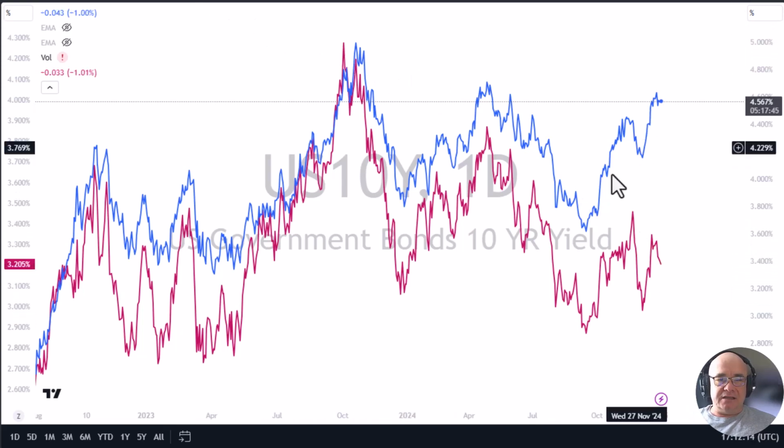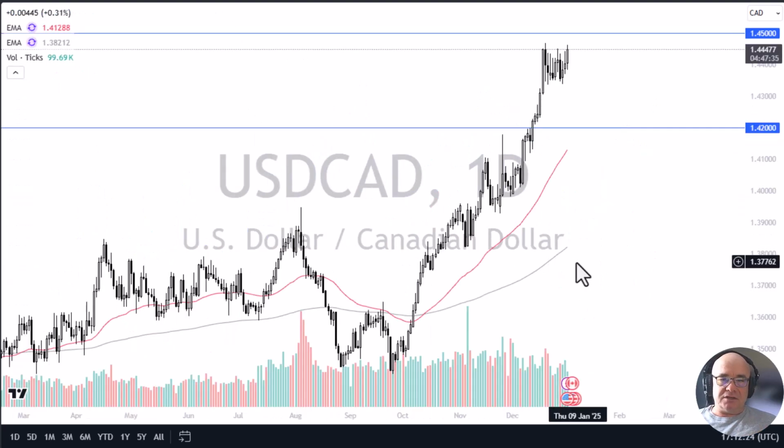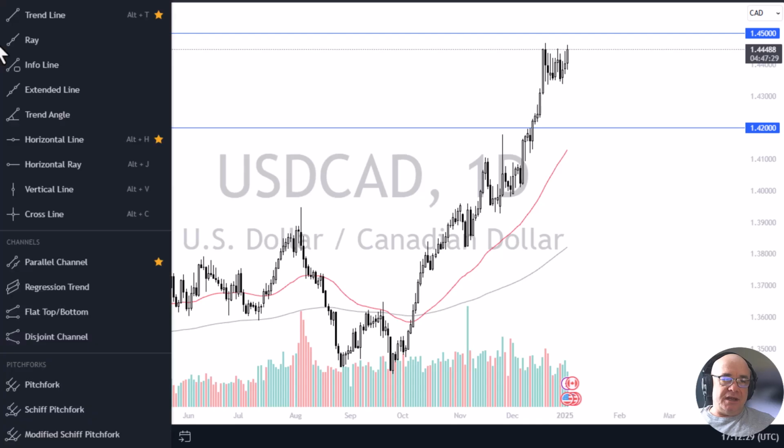This is a daily line chart, but you can really get granular if you want. This is just one piece of the puzzle, but it's one that I know a lot of retail traders don't pay attention to.